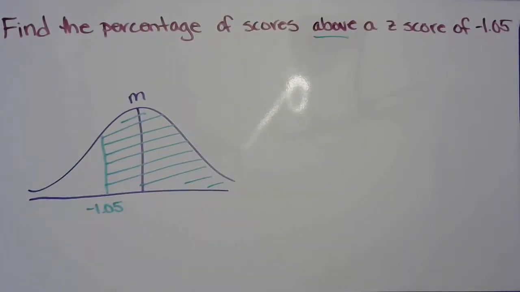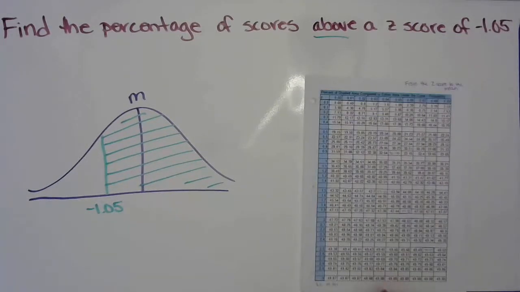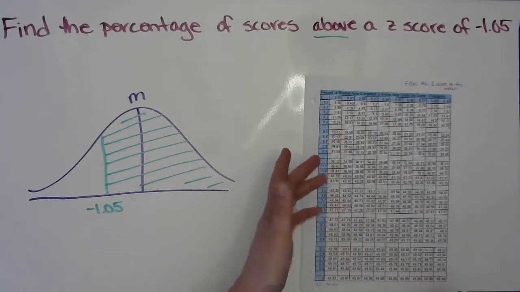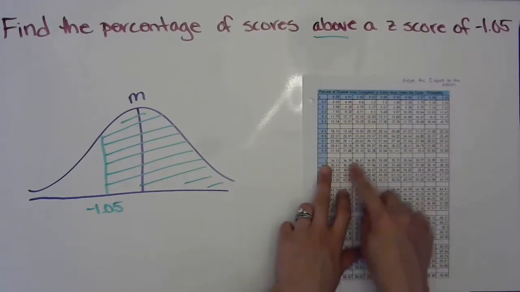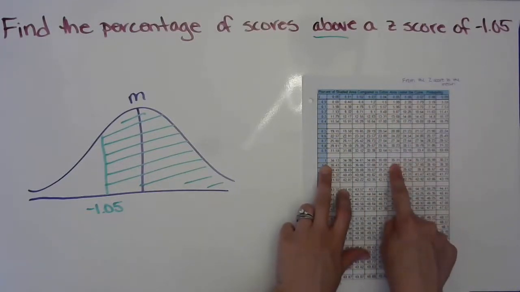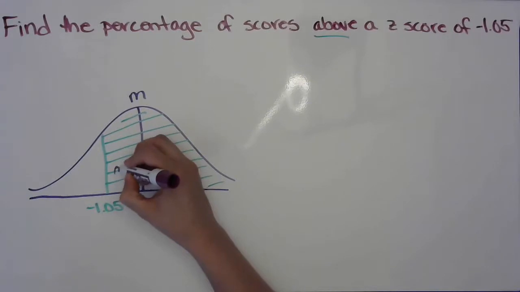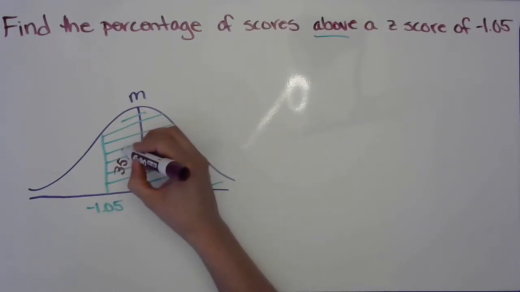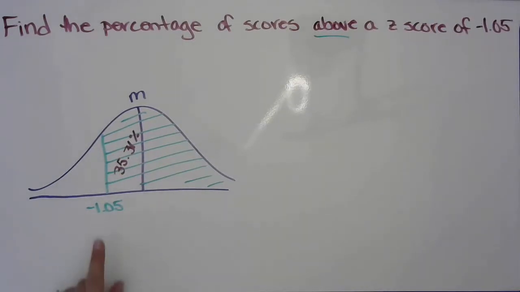Okay, so then we pull out our table here and look up our z-score of 1.05. Now whether it's negative or positive, it doesn't matter when you're putting the percentage in. So we have 1.05. That's going to give us 35.31%. So that's going to go right here. So we've got 35.31% because that table tells us what's between the z-score here and the mean over here.